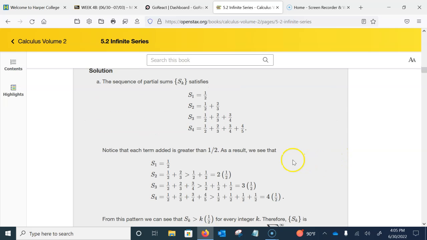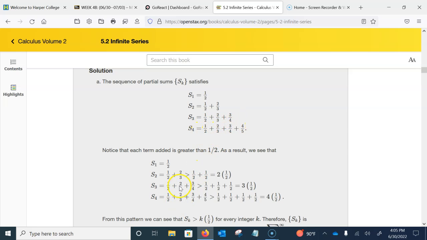Okay. Now if I look at this, I'm going to try to find some type of pattern. It's not exactly clear here. So here I got S sub 1 is 1/2. S sub 2 is 1/2 plus 2/3. But this 2/3 is definitely bigger than 1/2. So here 1/2 plus 2/3 is bigger than 1/2 plus 1/2. I just replaced the 2/3 with 1/2. So therefore this is bigger than 1/2 plus 1/2. That's 2 times 1/2.